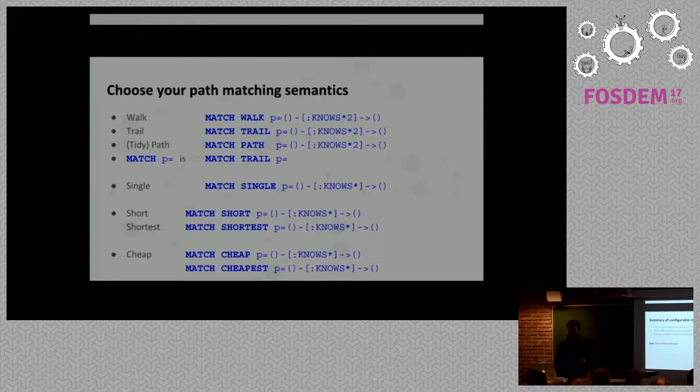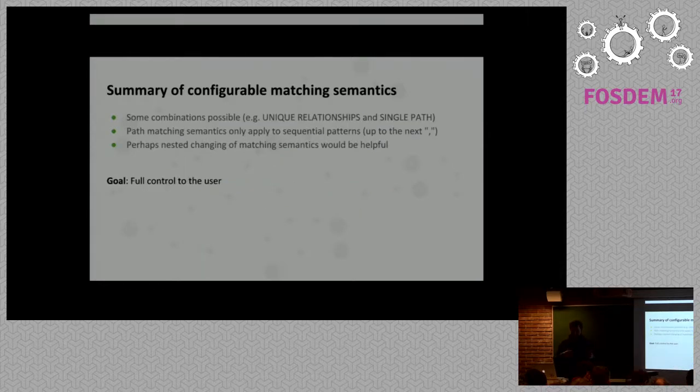So the summary of all that: we will move, I think, in the direction of having configurable matching semantics so that you will have more flexibility. That will be out of the way of most standard users, but for those users who care, they will have this feature. Not all combinations of the matching semantics are compatible or make sense, so it's a bit tricky to get that configuration matrix right, actually. And the end goal of all of that is that we want to give full control to the user here.